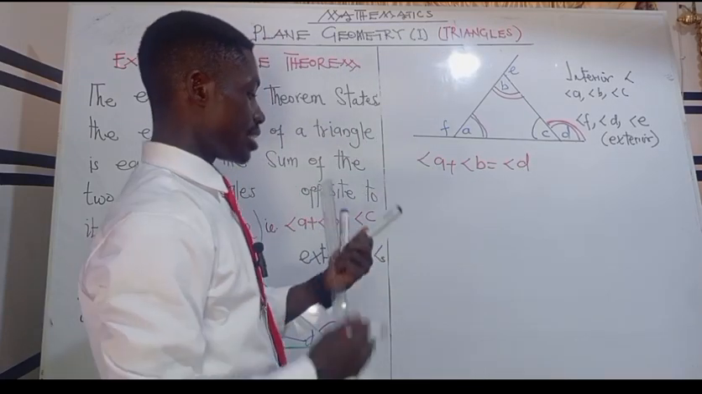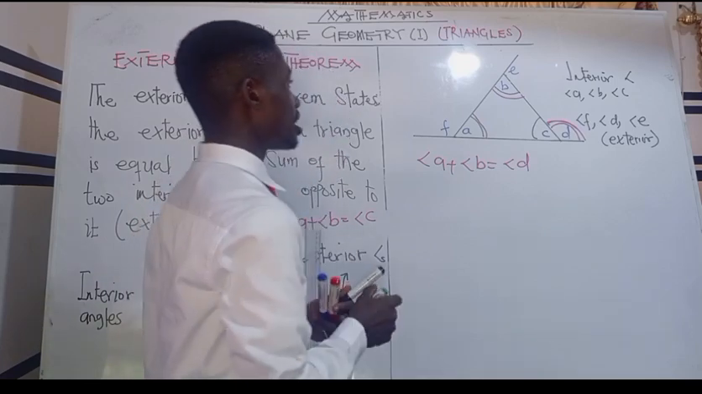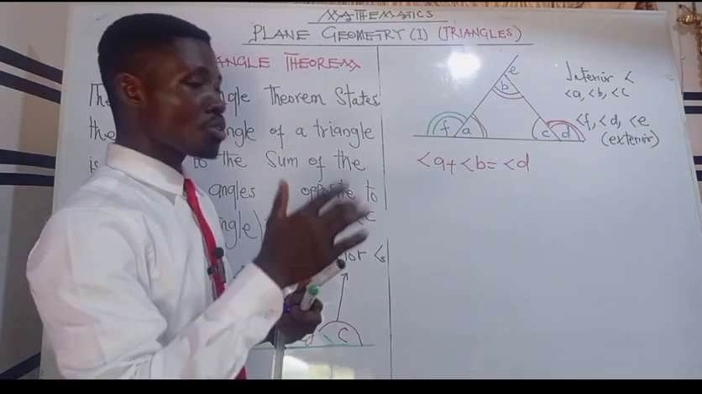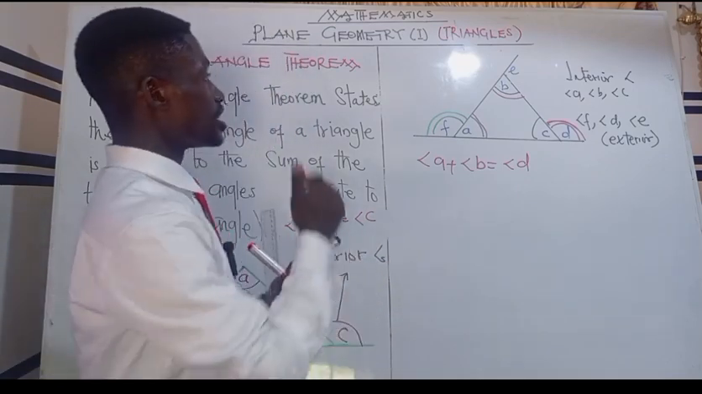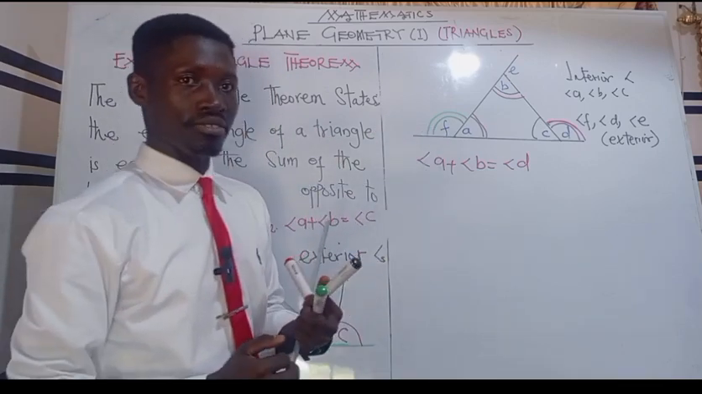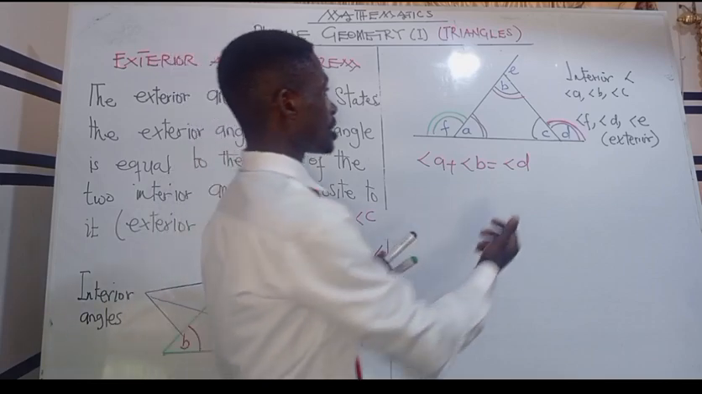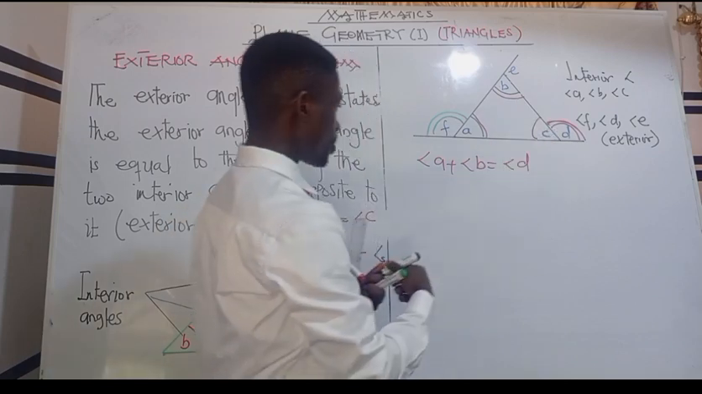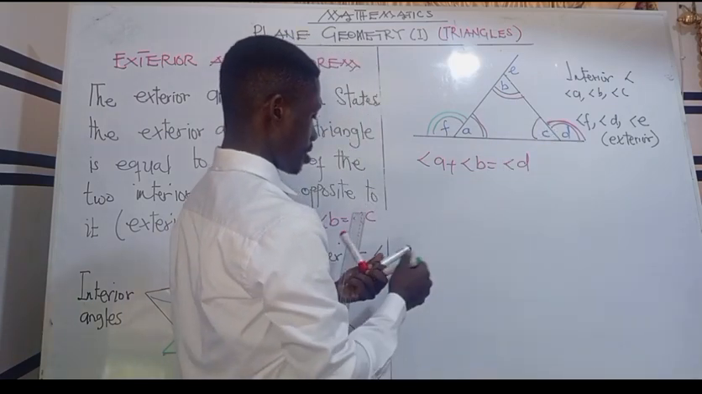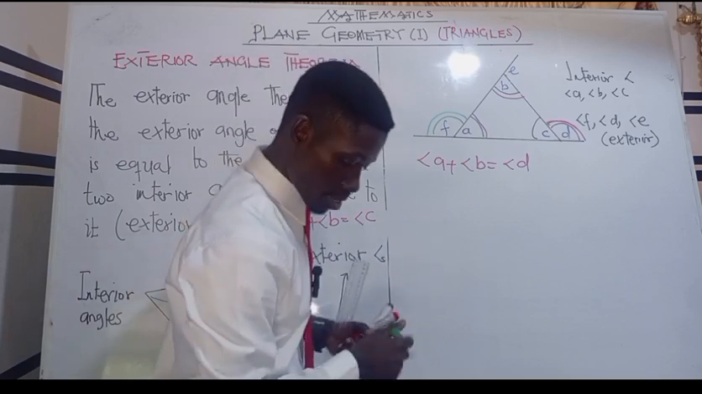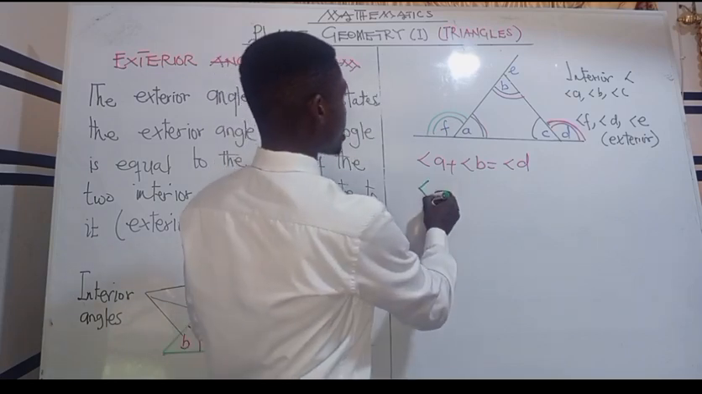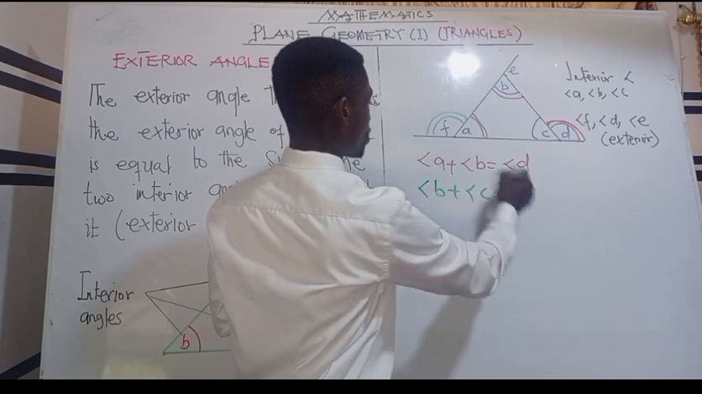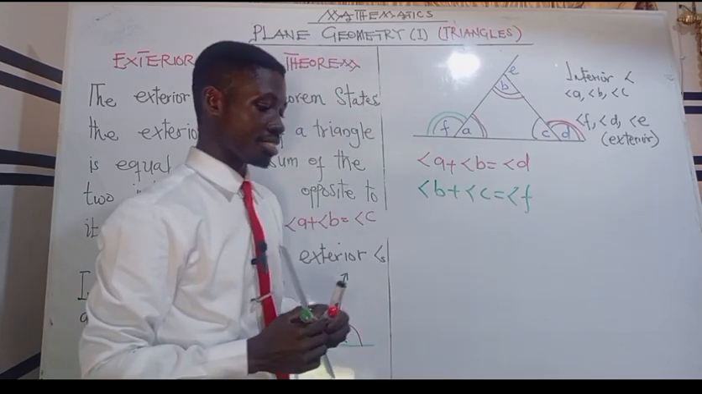Are you following? Okay, now let's assume that our exterior angle is F. What do you think is going to be the interior angle opposite to the exterior angle F? I guess you are saying that the interior angles opposite to the exterior angle F are B and C. Good, so we can say that angle B plus angle C is equal to angle F, which is the exterior angle.